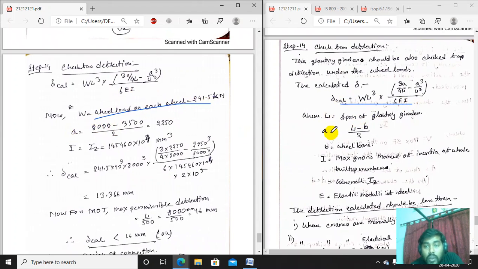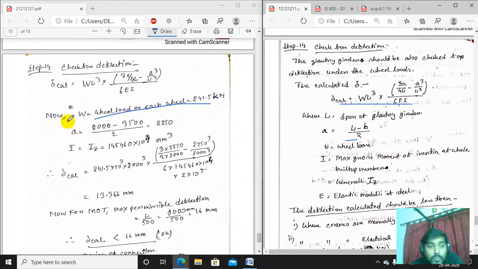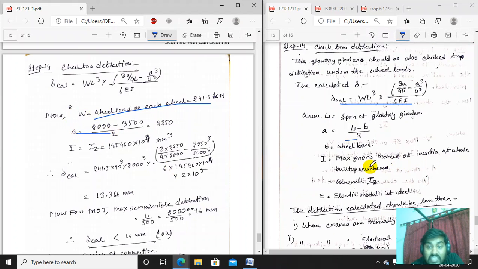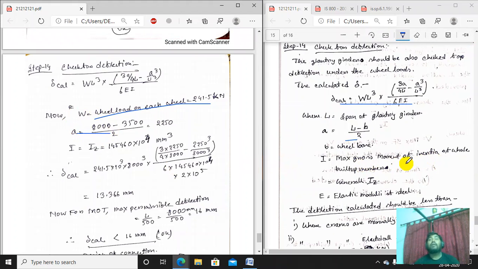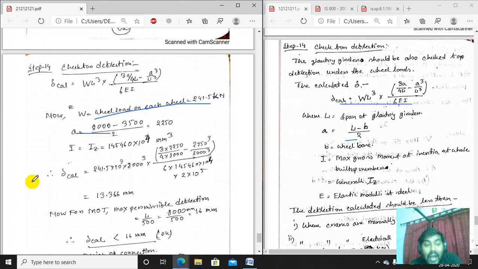A is equal to, we know, L by L minus B, where B is the wheel base. Putting all the values, I is equal to IZ, the maximum gross moment of inertia of the welded built-up member. The maximum is between IZ and IY, and IZ is the maximum, you can see also. IZ we are taking. So delta cal, we are calculating, 13.366.